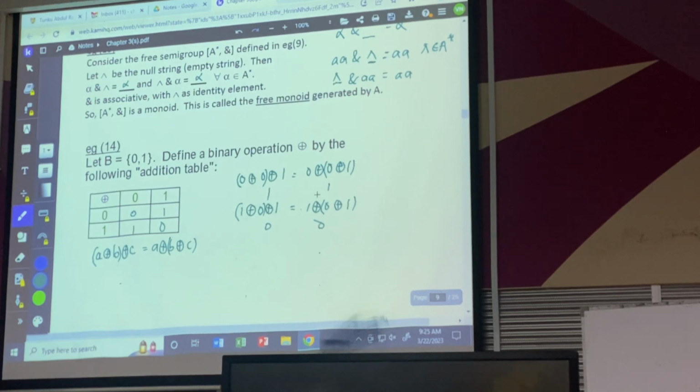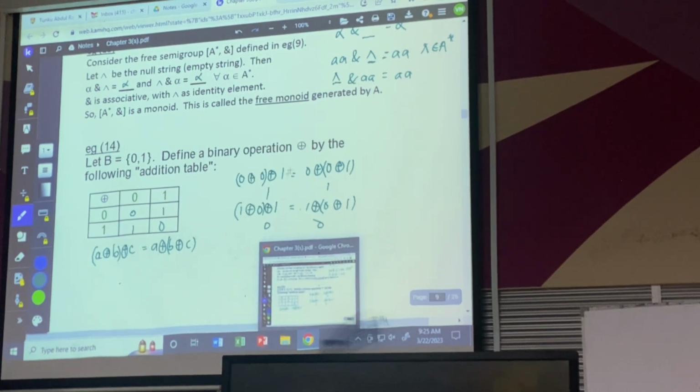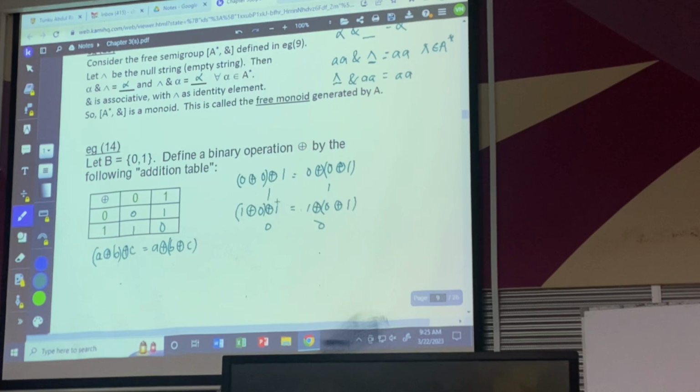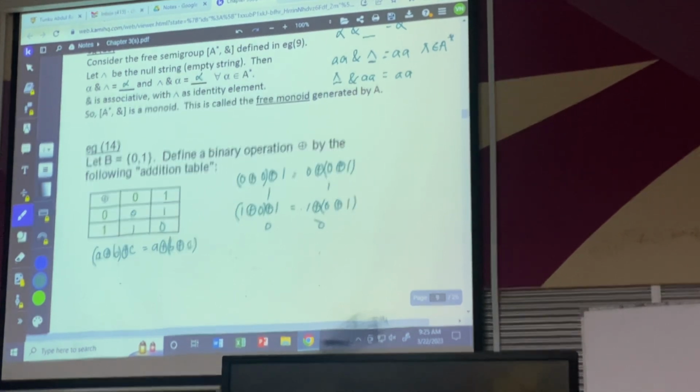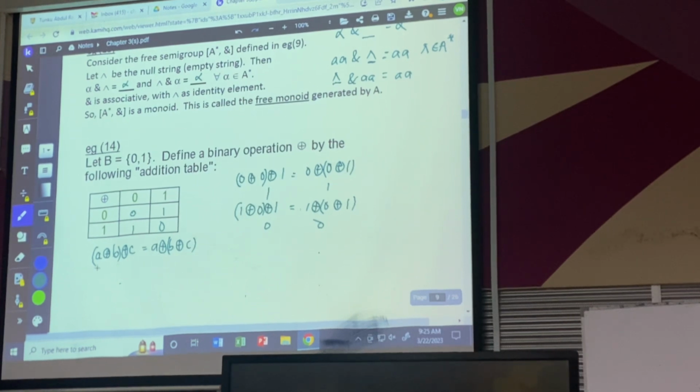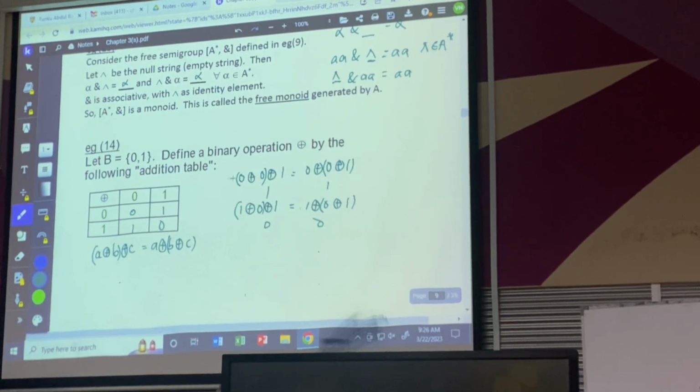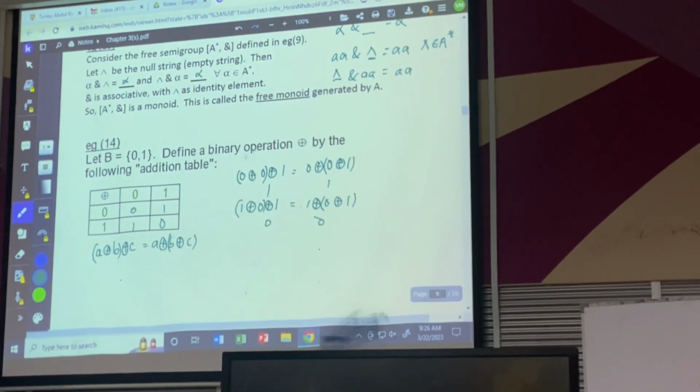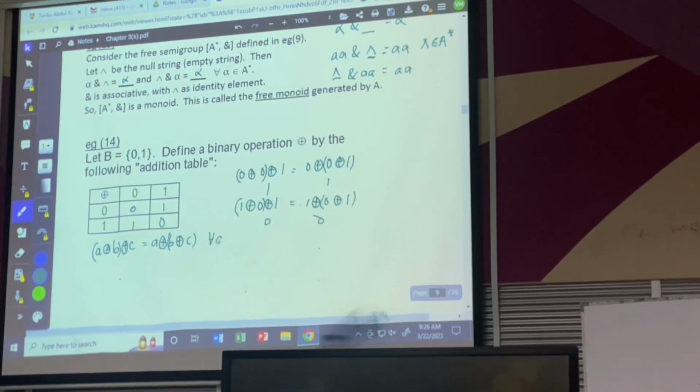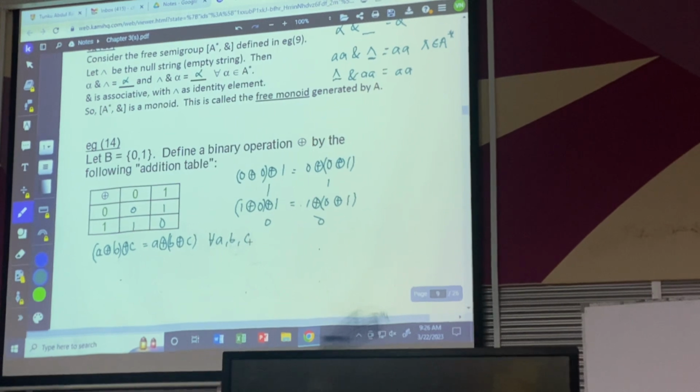Remember, to show that it is associative, all the elements here with the different arrangements must be equal for both sides. But if it is not associative, you can just use one of the arrangements to show that it is not equal. Then no need to show all. Understand that? So that is how we show that it is associative. Then in this case, A exclusive OR (B exclusive OR C) is associative, for all A, B, C belonging to B.